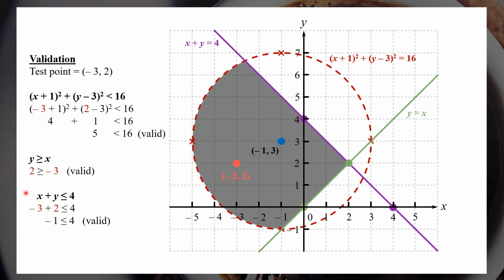Next, we go to the second inequality, y greater than or equals to x. So y is 2, x is -3. Again, this statement is valid. Now is the third inequality, x plus y is less than or equals to 4, where our x is -3, y is 2. So -3 plus 2 is -1, and -1 is less than or equals to 4. Again, the third statement is also valid. So from this test point, we can validate that this shaded region is the solution for the system of inequalities.